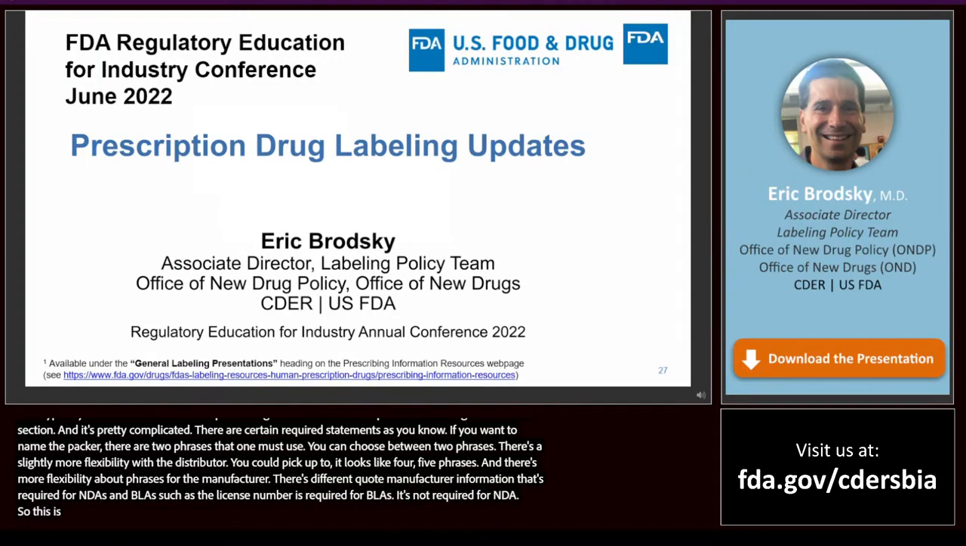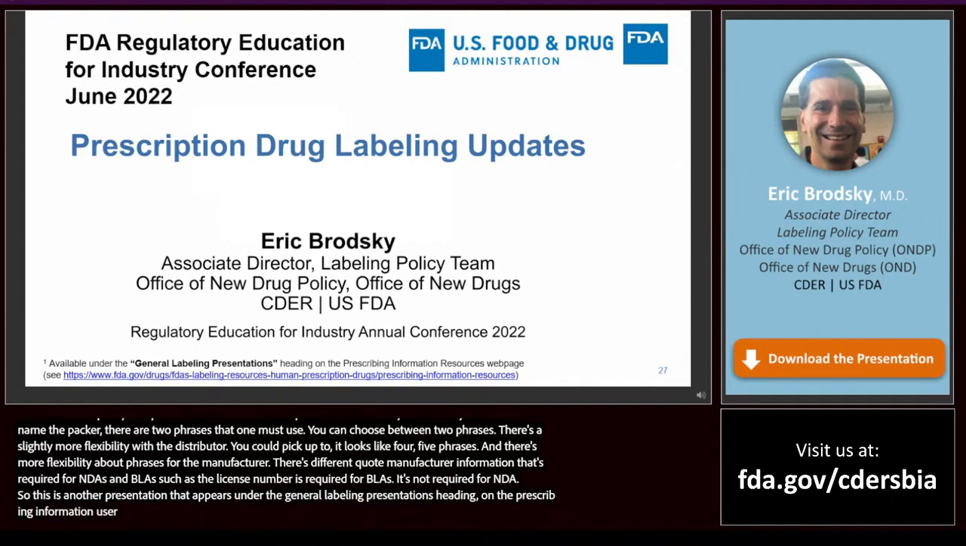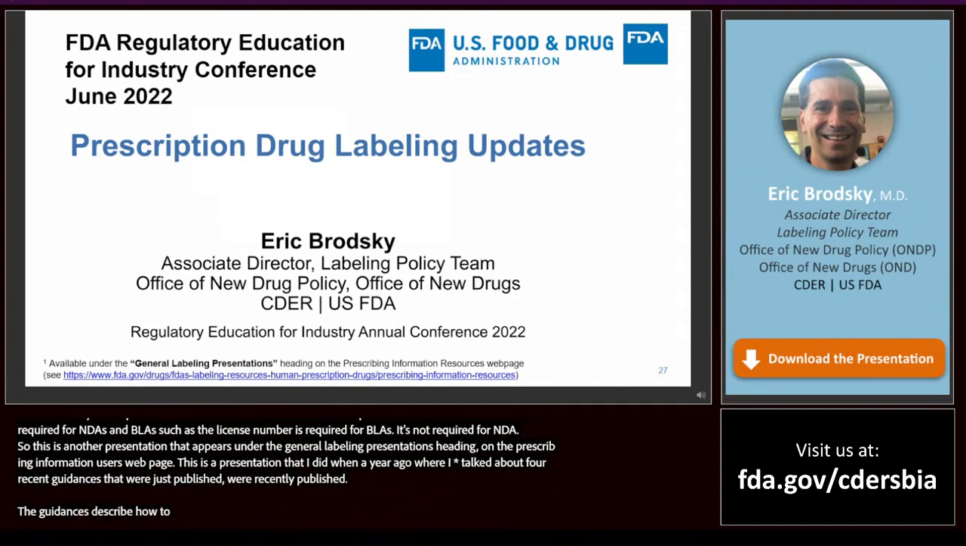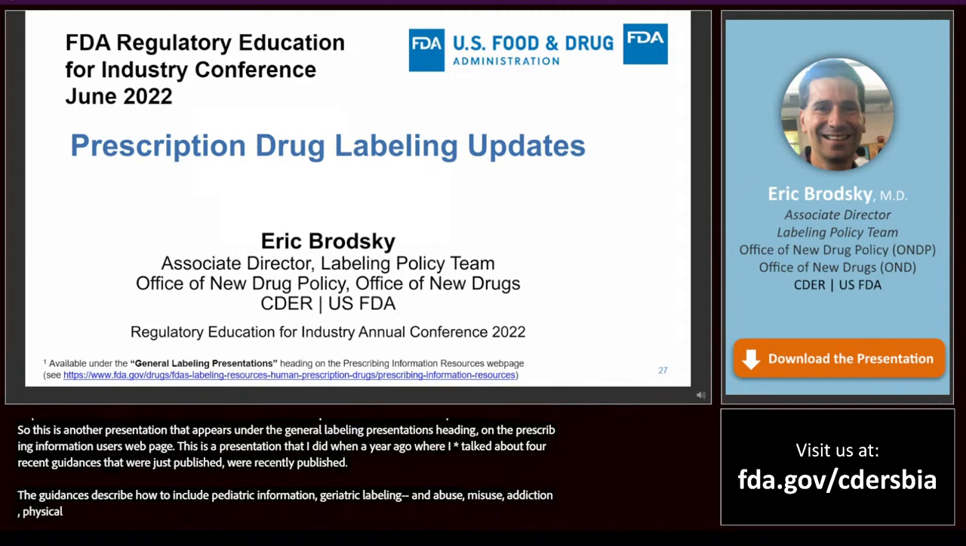So this is another presentation that appears under the General Labeling Presentations heading on the Prescribing Information Resources webpage. This is a presentation that I did about a year ago where I talked about 4 recent guidances that were recently published. And the guidances describe how to include pediatric information in labeling, geriatric information in labeling, immunogenicity information in labeling, and abuse, misuse, addiction, physical dependence, and tolerance information in labeling, primarily for that concept, the drug abuse and dependence section of labeling.